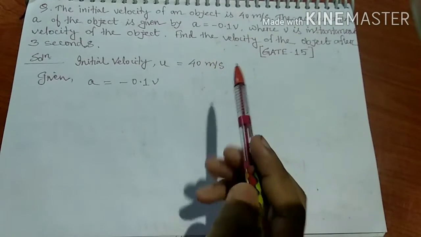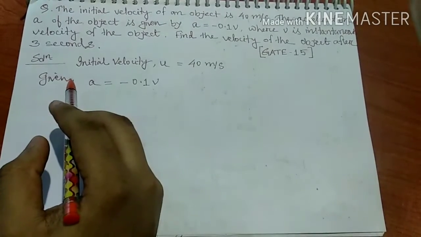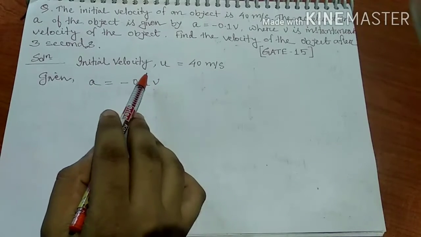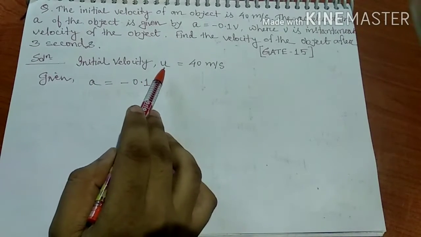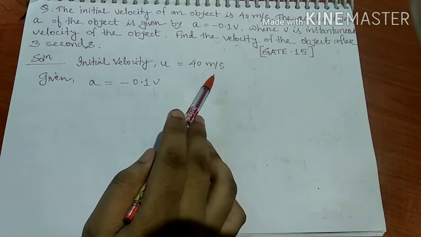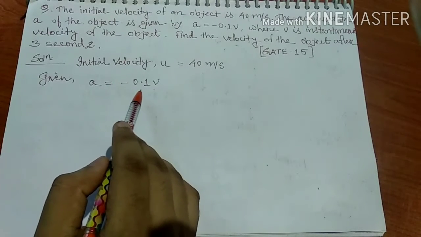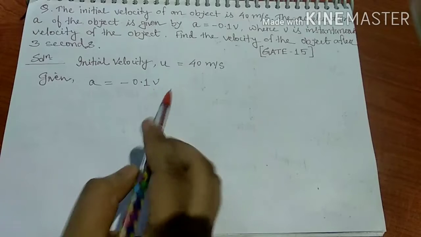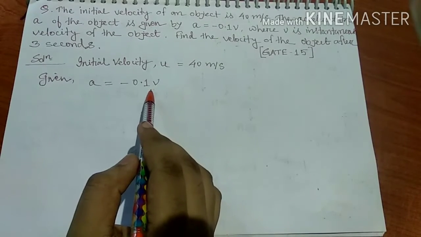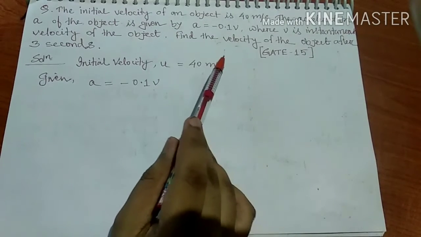So what will be your approach? How will you solve it? In the solution, I wrote initial velocity. In general, we denote it by u, that is 40 meter per second, right? And we are also given an expression a is equal to minus 0.1 v. This expression is important. Using this expression we are going to find velocity. So how to solve it?